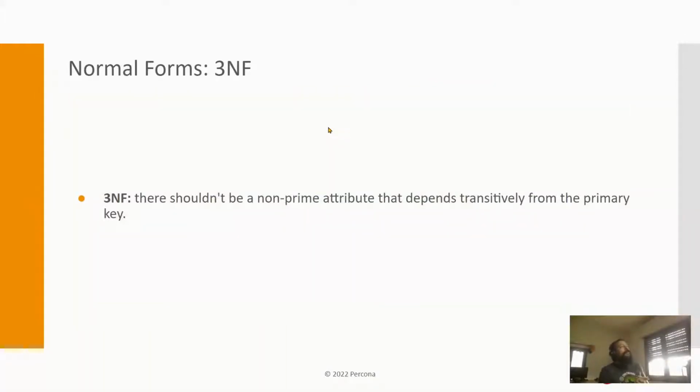Third normal form: there shouldn't be a non-prime attribute that depends transitively on the primary key. That's a lot of words, and it's kind of hard. It's the kind of thing that makes people not want to do databases when they are in college, I guess.